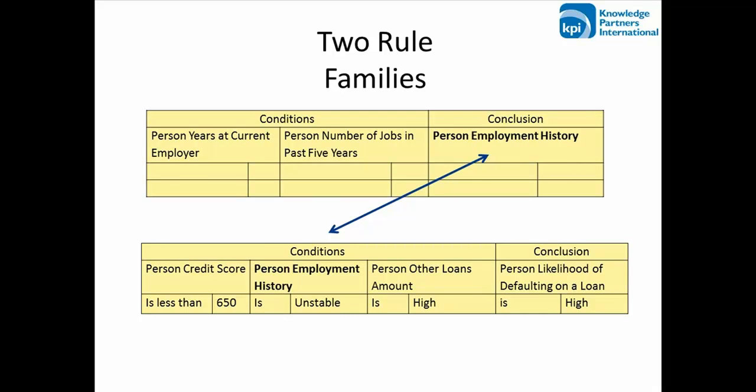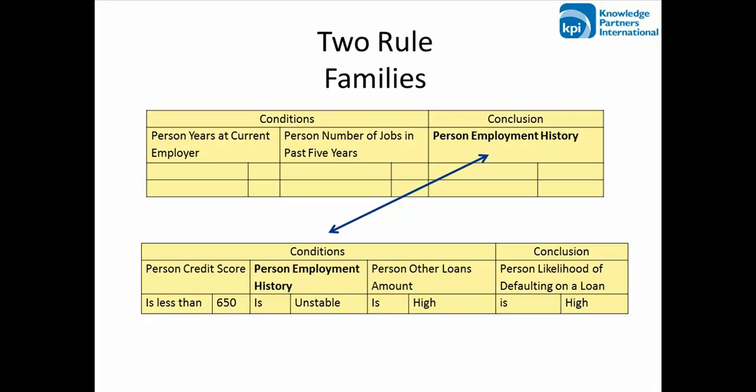We simply create another rule family whose one conclusion column is person employment history. We can add the conditions to that column, person years at current employer, person number of jobs in the past 5 years, or whatever the conditions are. And now we have another rule family. But what's most interesting here is there is a relationship that starts to appear between person employment history in the top rule family and person employment history in the bottom rule family. One is related to the other.